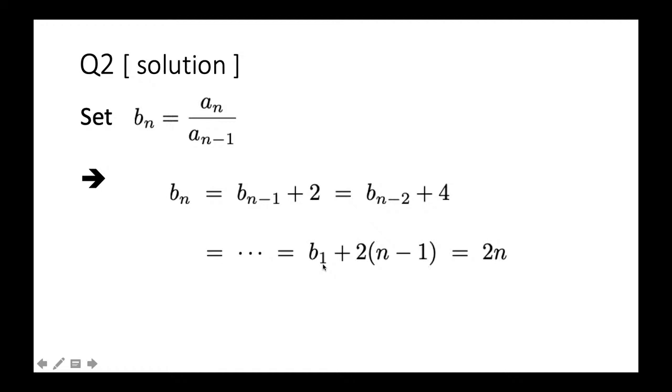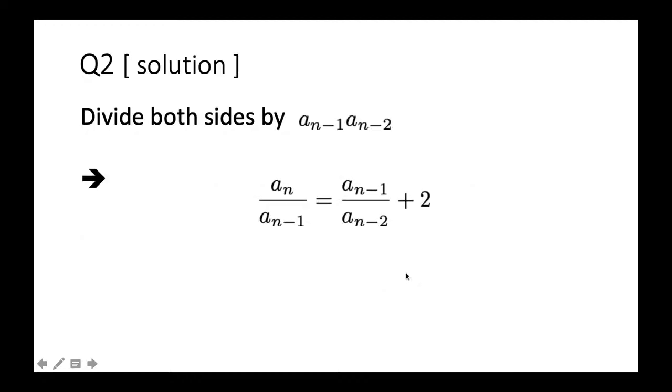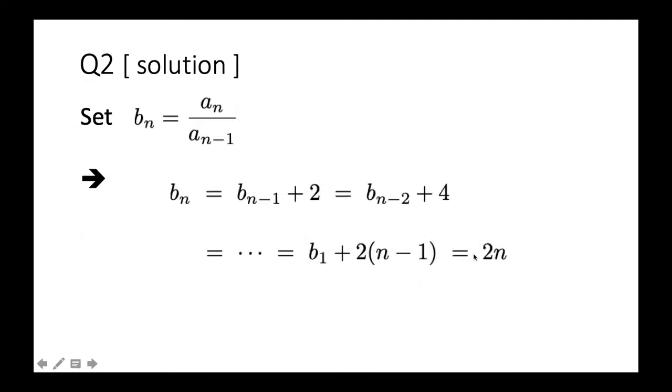Now, B1 is easy. B1 is equal to A1 divided by A0. This time, we are using our initial conditions. A1 divided by A0 is also 2. So in such a case, we can really compute this B1 to be 2, so that Bn is equal to 2 times n. Now, Bn is a very simple term. It is just 2 times n. But to solve the recurrence, we need to find out what is an.